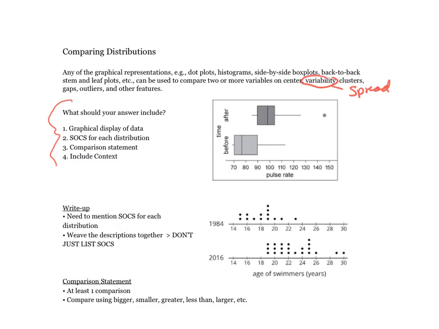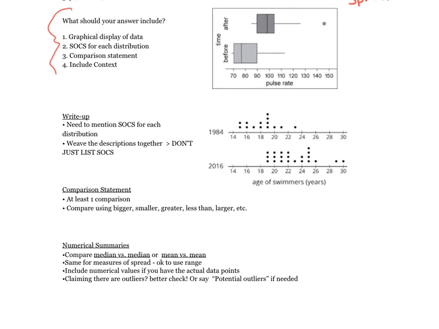Okay. As you're writing up a comparison, you need to mention SOCS for each distribution, and you don't want to just list out SOCS, like make two columns and just 1, 2, 3, 4, 1, 2, 3, 4. You want to weave the descriptions together, okay? You want to say, like, the shape of the pulse rates before exercise is skewed to the right, as is the shape of the pulse rates for after exercise.